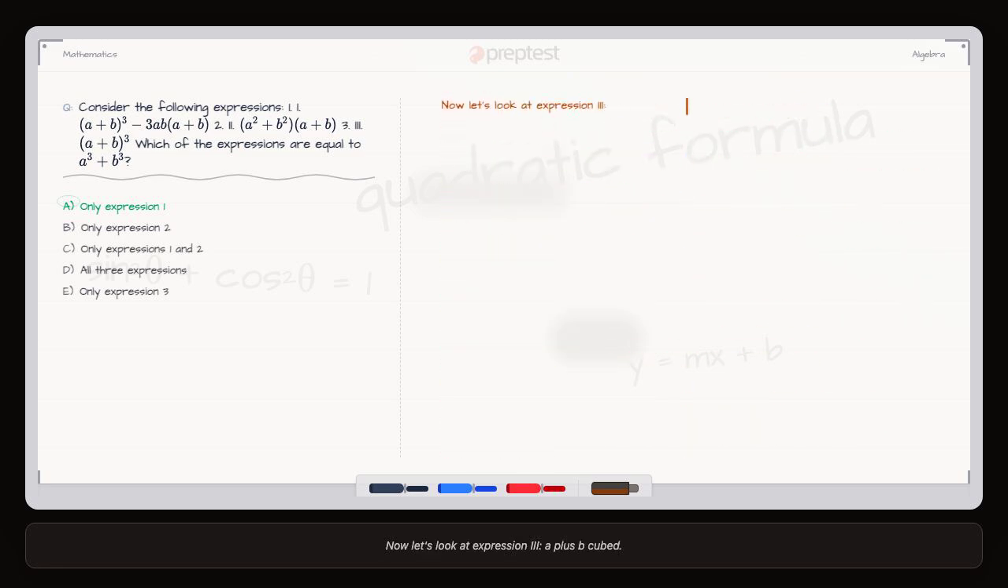Now let's look at expression 3, (a plus b) cubed. As previously stated, (a plus b) cubed equals a cubed plus 3a squared b plus 3ab squared plus b cubed. This does not simplify to a cubed plus b cubed.